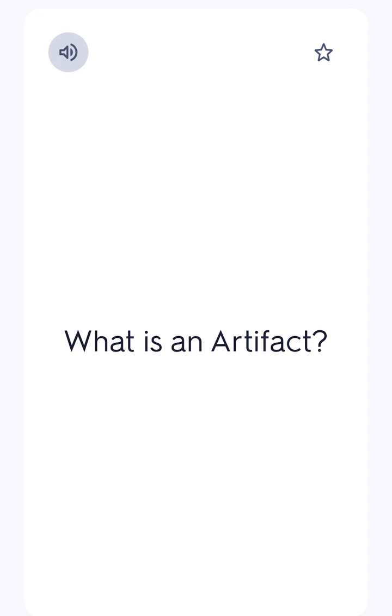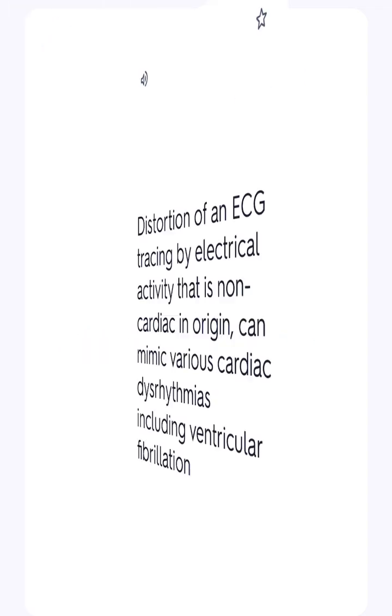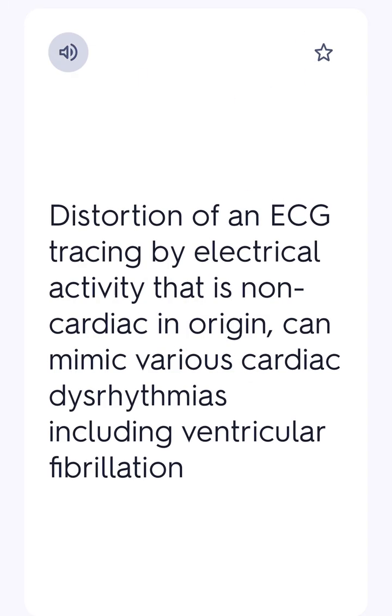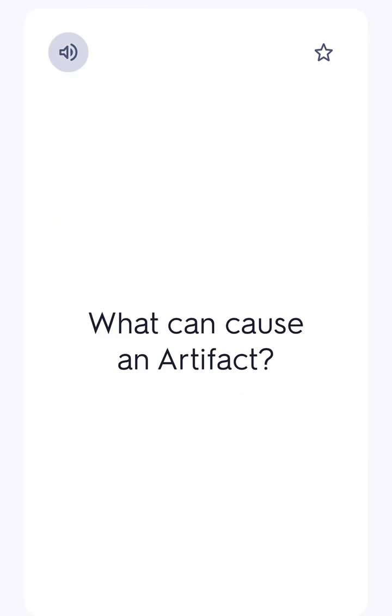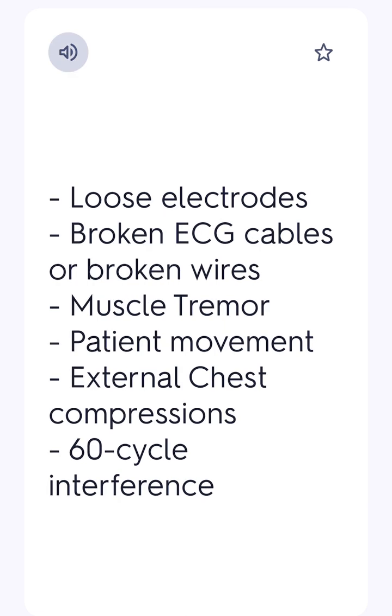What is an artifact? Distortion of an ECG tracing by electrical activity that is non-cardiac in origin, can mimic various cardiac dysrhythmias including ventricular fibrillation. What can cause an artifact? Loose electrodes, broken ECG cables or broken wires, muscle tremor, patient movement, external chest compressions, 60-cycle interference.